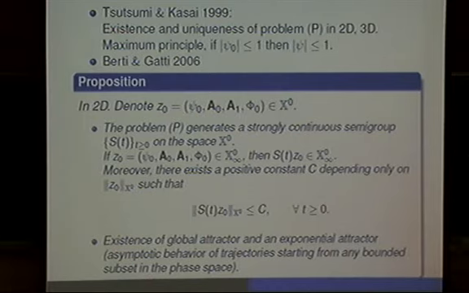Basically, this describes the asymptotic behavior of the trajectories of the system starting from any bounded subset of the phase space. So the existence of the global attractor describes the long-time behavior of a family of trajectories. Usually the structure of the global attractor is quite complicated.